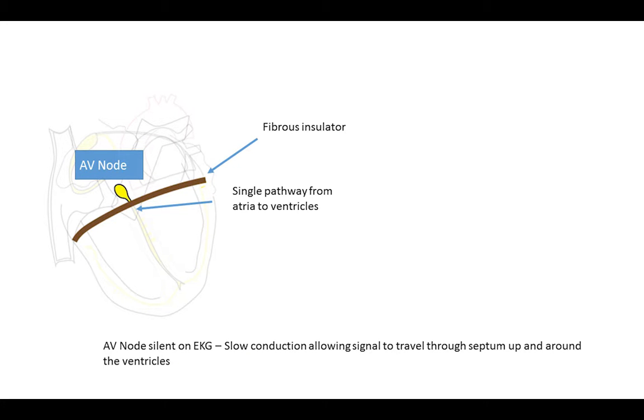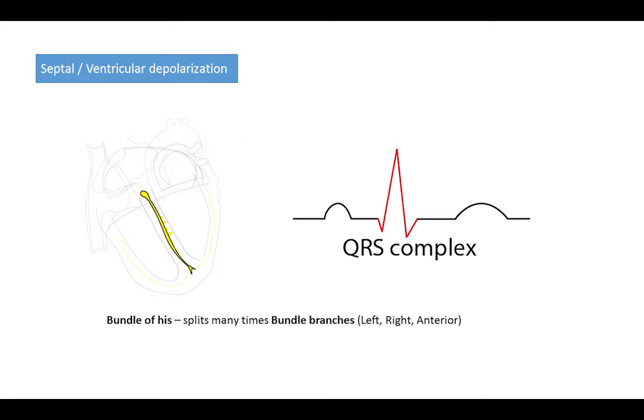The AV node is comprised of a small amount of tissue. The vector is slow, small, and electrically silent on ECG. A fibrous layer of tissue separates the atria from the ventricles, forming an insulated barrier. In a normal functioning heart, the AV nodal pathway is the only electrical pathway from the atria to the ventricles. Depolarization travels down the left and right bundle branches located in the septum. For illustration purposes, the bundle branches are depicted as one tract, but in reality can be composed of right, left, and even anterior branches of the bundle branches.